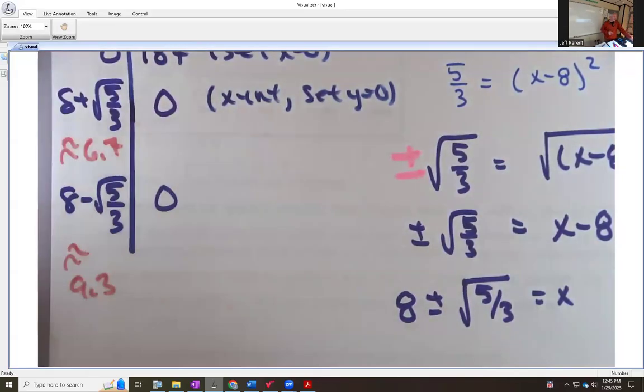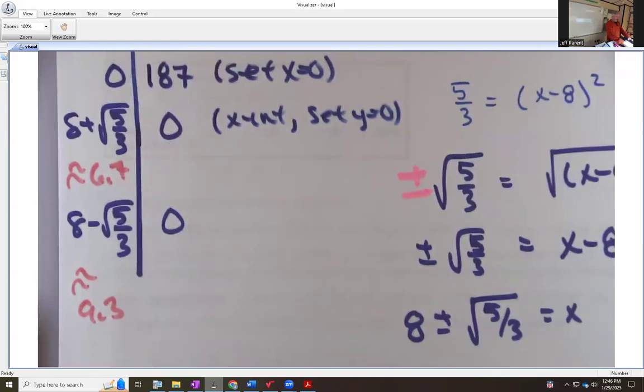So if you had to locate these on a graph, at least you got a ballpark estimate of where they're going to go. But as far as the exact answers, I'll probably have a little blank asking for the x-intercepts, and I'll want the exact answers. This is the exact answer.